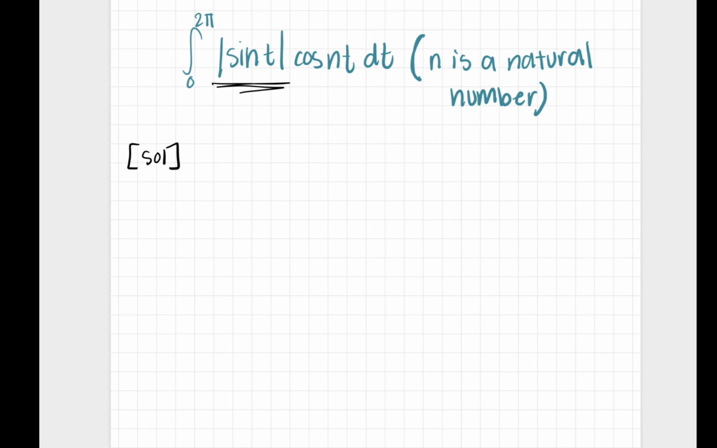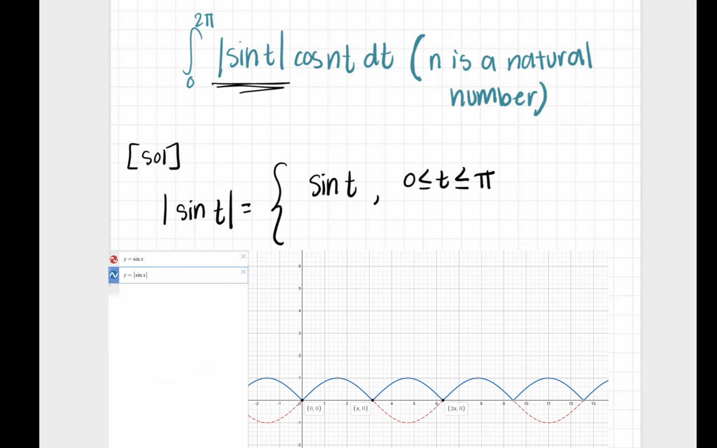So what we have to do first is resolve this absolute value. How do we do that? Well, we can split it into two parts. The absolute value of sine of t is just sine of t in the range where 0 is less than or equal to t is less than or equal to pi. And you can see that on the graph to your right. Just follow along with that graph to find the absolute value of sine of t.